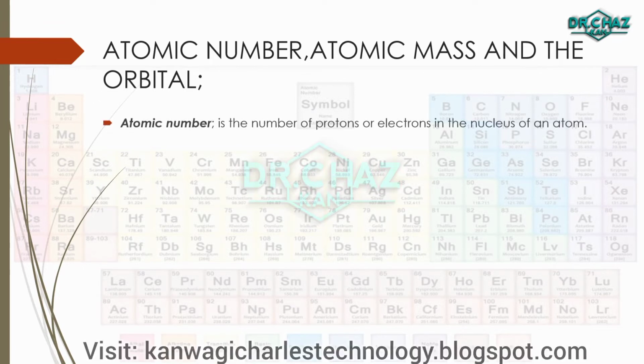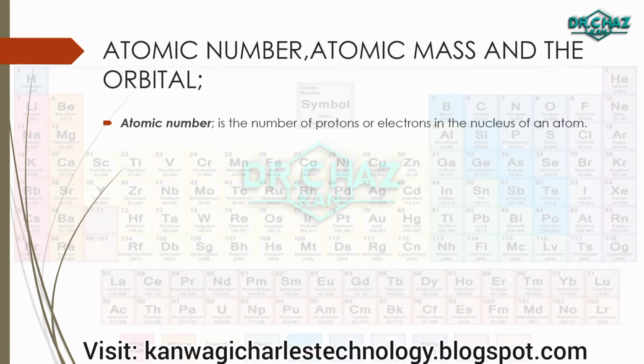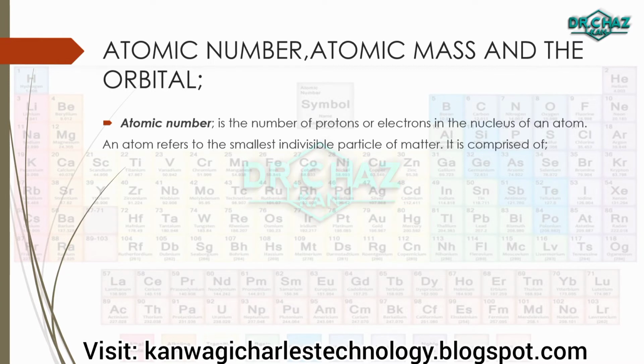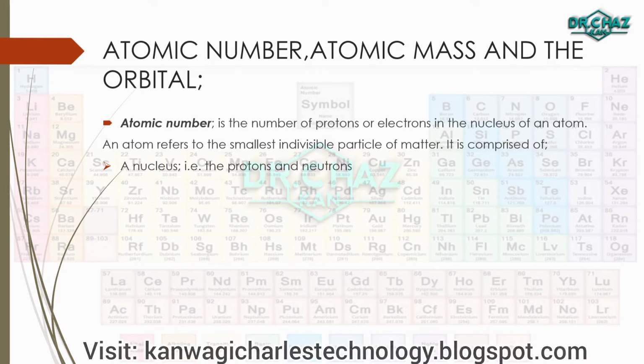Atomic number is the number of protons or electrons in the nucleus of an atom. So that is the atomic number. From there we talk about an atom as the smallest invisible particle of matter, and it is comprised of a nucleus. The nucleus has the protons and neutrons. Protons are positively charged particles in the nucleus of an atom, and neutrons are neutral particles. They don't have any charge. We talk about revolving electrons. So this atom is comprised of revolving electrons. These electrons are negatively charged particles revolving around the orbital of an atom.